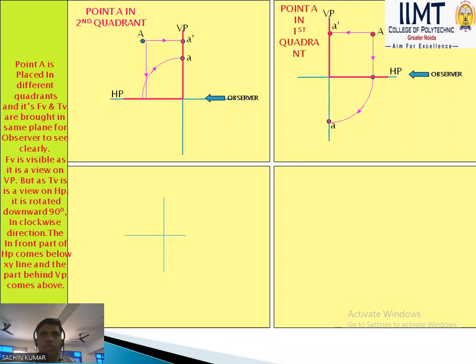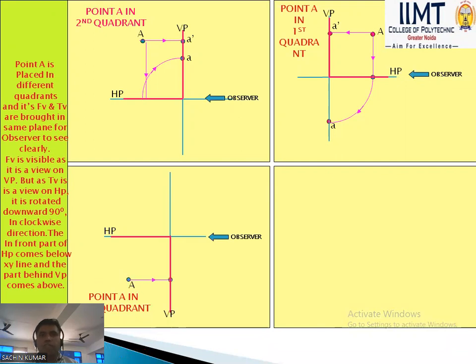Next we discuss if any object or point lies in the third quadrant system, with the horizontal plane, vertical plane and observer. The front view, A dash, goes to the vertical plane and the top view goes to the horizontal plane. After that, you use the rotation method: the horizontal plane is rotated 90 degrees, and A and A dash come in a vertical straight line. Always remember, in the projection of a point, we rotate the horizontal plane by 90 degrees in the clockwise direction.